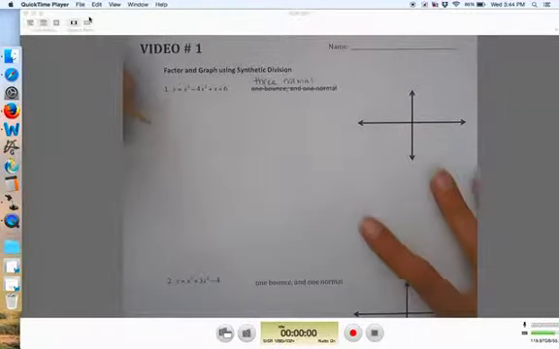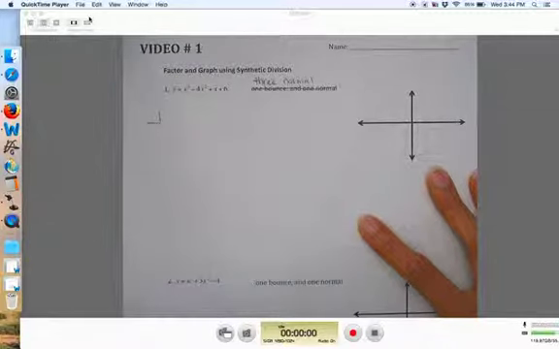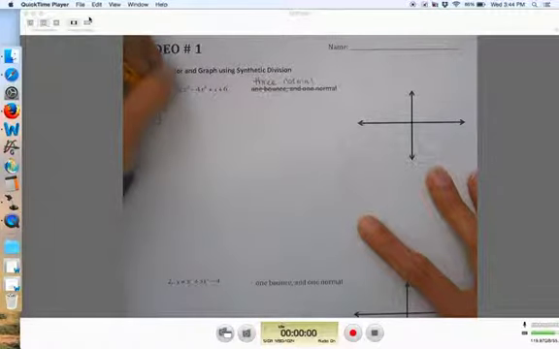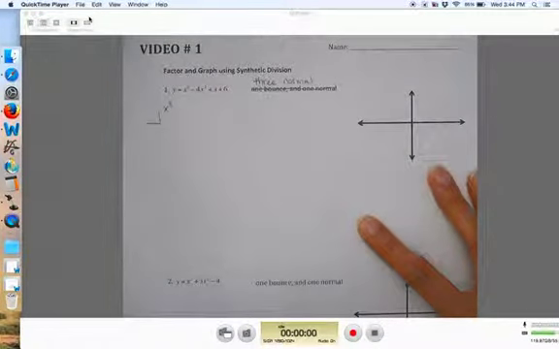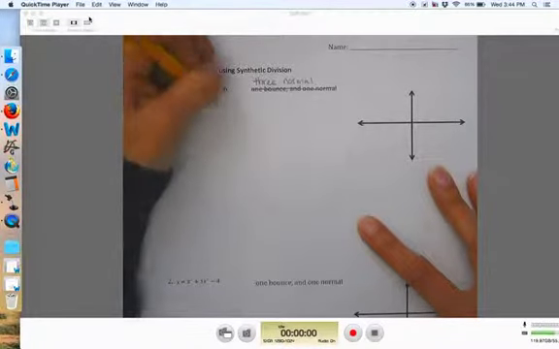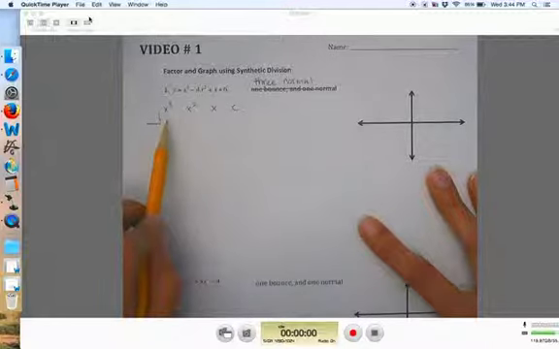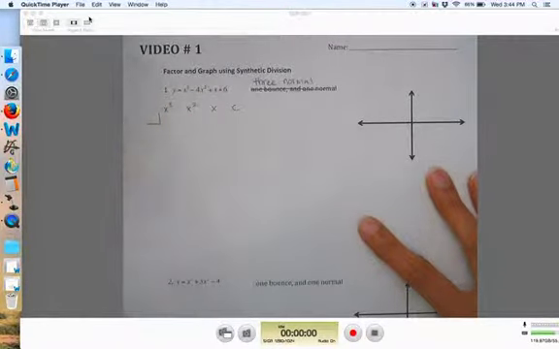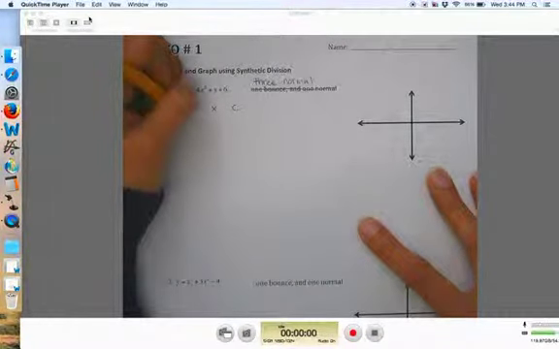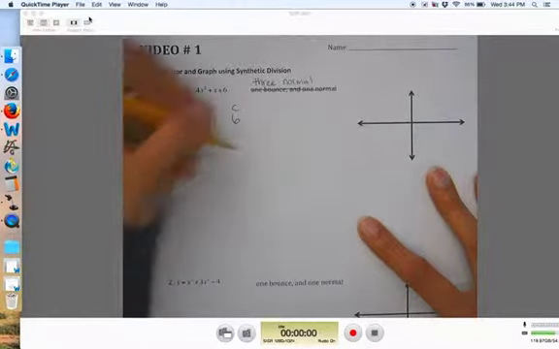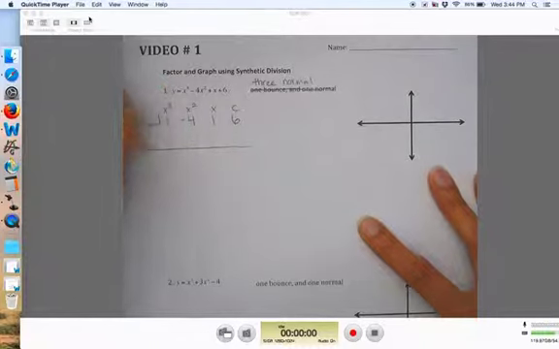So to set up synthetic division, we put that little box in the corner. Then we start with the variable to the highest power and write that first, and then go down the line until you get to the constant, so x cubed, x squared, x, constant. And then underneath these you're going to put the coefficients of each term. So 1, -4, 1, and 6. Then you're going to leave a space and draw a line.